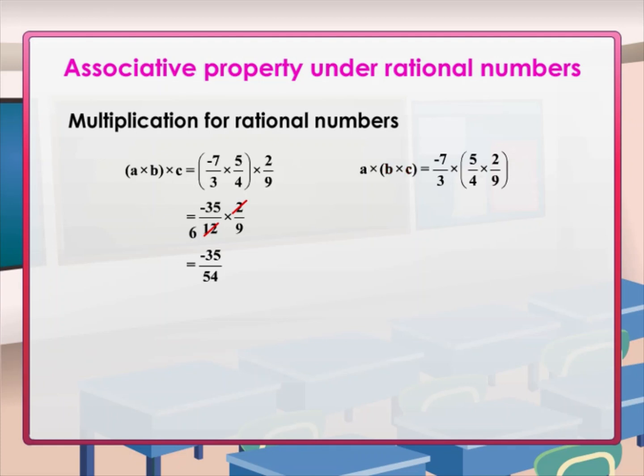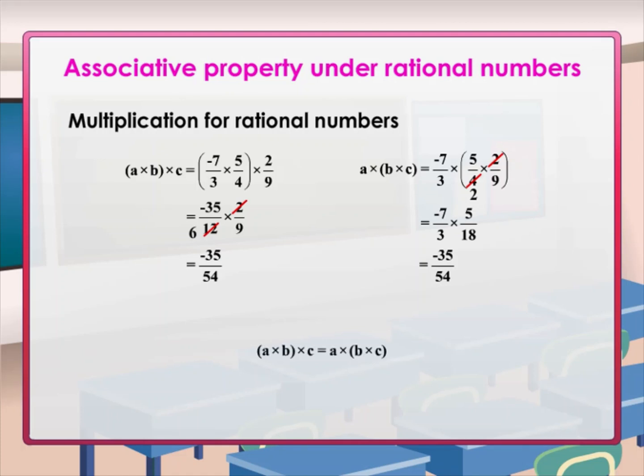So here we have minus 7 by 3 multiplied by 5 by 4 multiplied by 2 by 9, with b and c grouped. First, solve the numbers inside the bracket. 5 by 4 times 2 by 9, 2 times 2 is 4, so we get 5 by 18. So it becomes minus 7 by 3 multiplied by 5 by 18. Multiply the numerators and denominators, we get minus 35 by 54. In both the cases, we have the same result. We observe associative property holds true under multiplication.